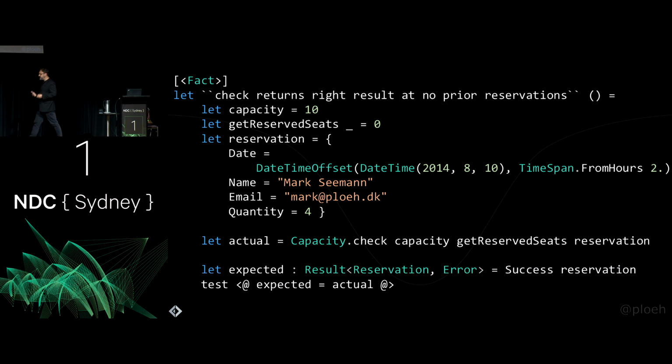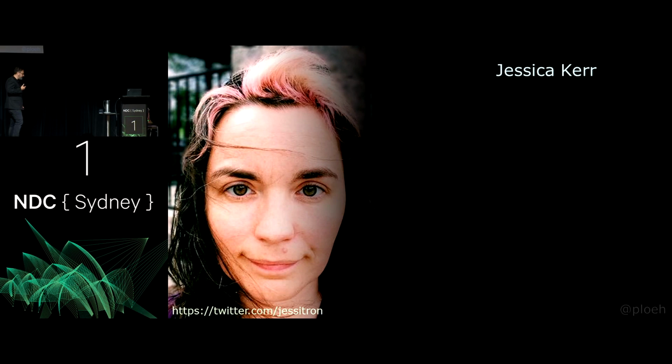It turns out it's not. There is a reason why this was easy to write. And the reason is that as long as a function is pure, it is intrinsically testable. And let's try to understand why that is. To help understand that, let's refer to Jessica Kerr.